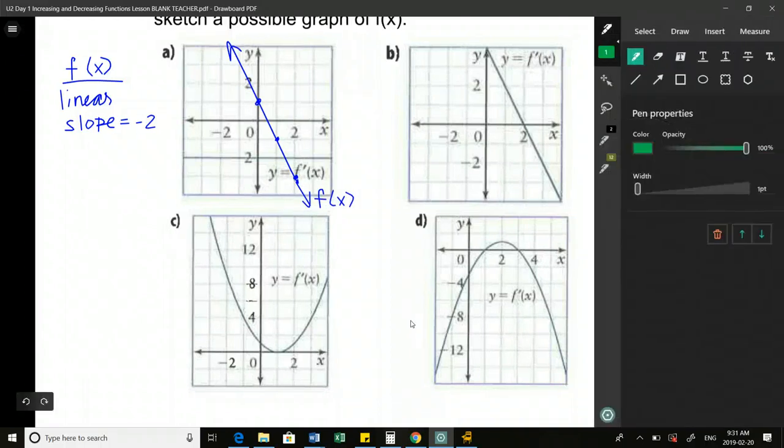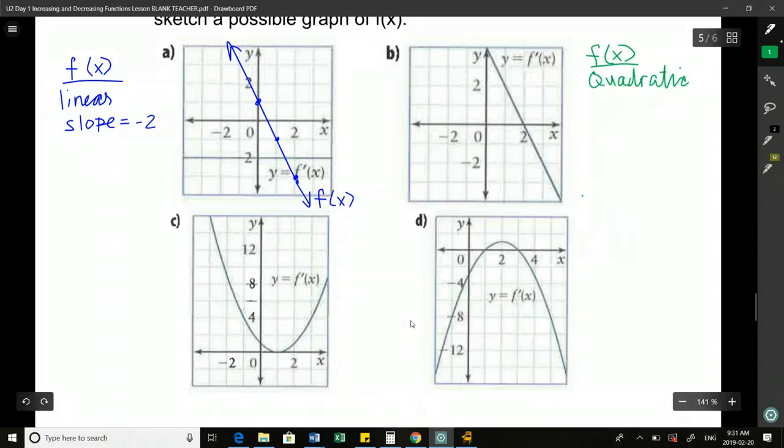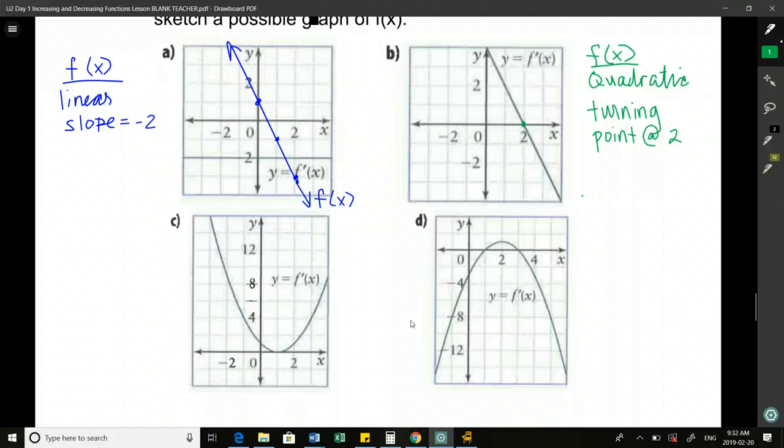Okay, so if I have a linear function for my derivative, what was the original function? Go a degree up: quadratic. Okay, so I know f of x is quadratic. We've got a 0 at 2. So where my derivative is 0, what does that tell me about the original function? There's a turning point at the value 2. The x-coordinate. We actually don't know about the y-coordinate from the graph of the second derivative, but we do know about the x-coordinate.